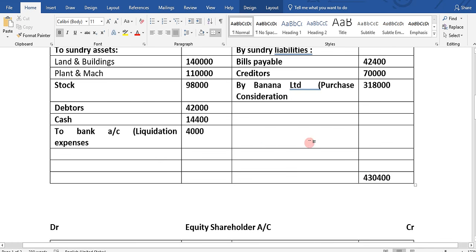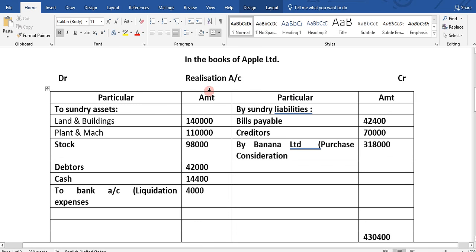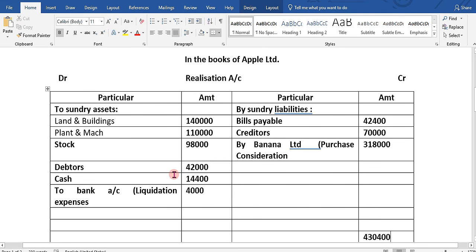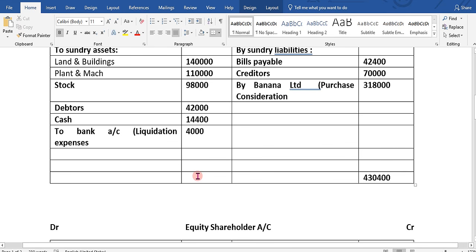Okay, now check the amount of debit side. So total of debit side will be 4,08,400. That means debit side is less, so we get the profit on realization. The difference between credit side and debit side will be 22,000. That is our profit on realization.